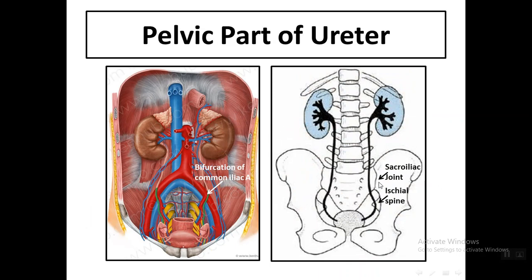The pelvic part of the ureter: when the ureter reaches the region of the sacroiliac joint or the bifurcation of the common iliac artery, it will pass over the pelvic brim on the lateral pelvic wall until it reaches the region of the ischial spine. It will extend anteriorly to reach the lateral angle of the bladder to enter the wall of the urinary bladder.